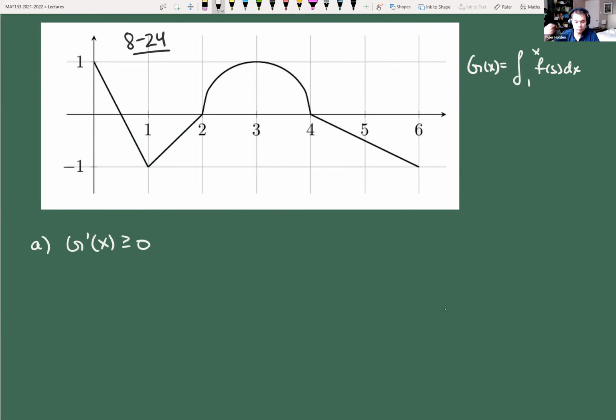So question one, or part A, is we want G prime of x to be greater than or equal to 0. Who can tell me, just based off of looking at the graph, where G prime of x is greater than or equal to 0? This was actually a test question one year too. That's where this comes from.